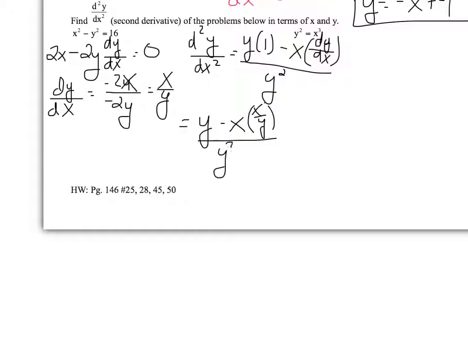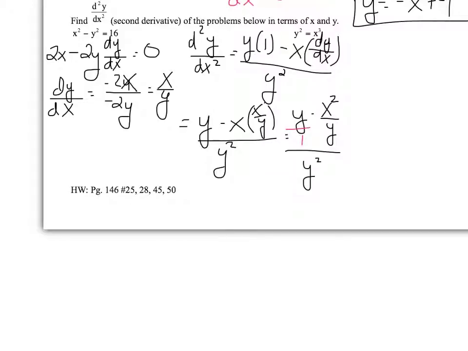All over y squared. So that's y minus x squared over y squared. And yes, I know the question you'd be asking me right now is, do I have to keep going? And the answer is yes.